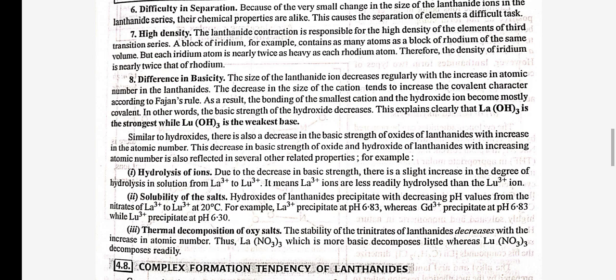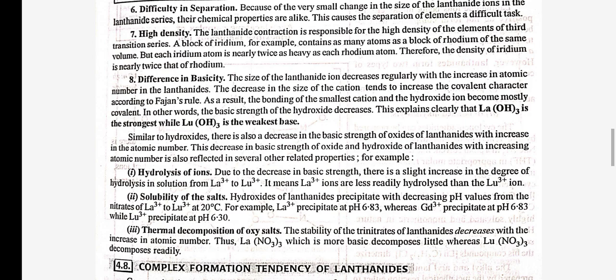Due to the decrease in the basic strength, there is a slight increase in the degree of hydrolysis in the solution from lanthanum 3+ to lutetium 3+. It means lanthanum 3+ ions are less readily hydrolyzed than the lutetium 3+ ion.